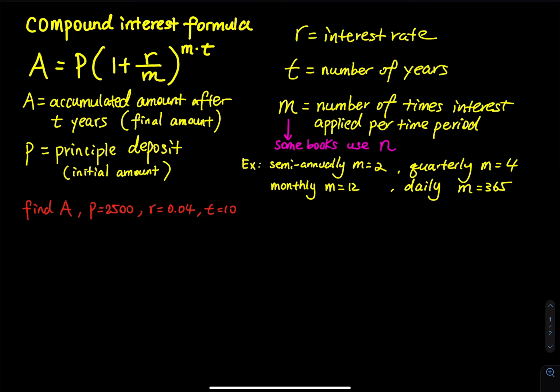So we have the formula. Let's do some examples. P equals $2,500. I am going to put this amount in the bank today, the interest rate is 4%, and I'm going to put this money in the bank for 10 years. The first question: let's say I would like to compound the interest annually.